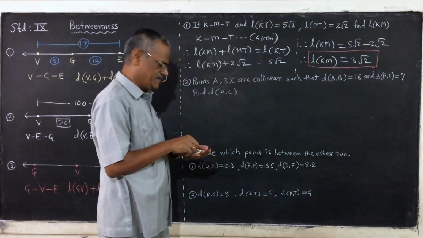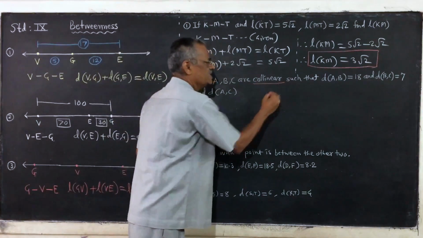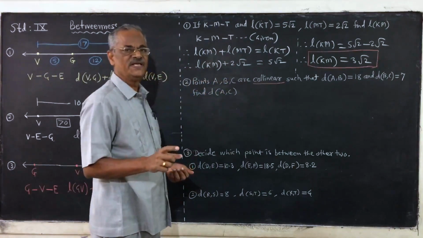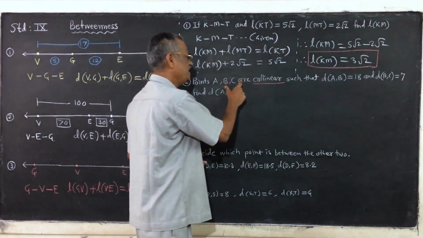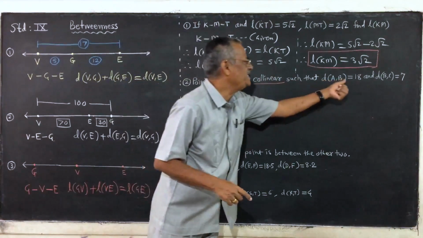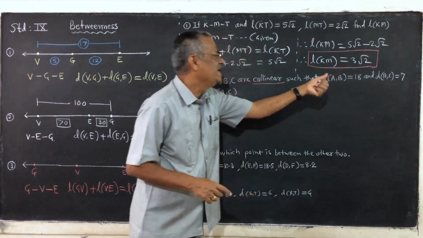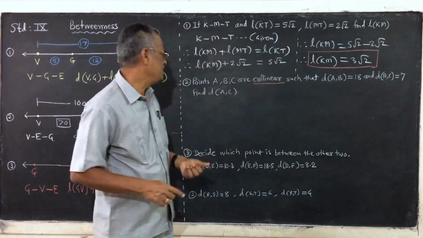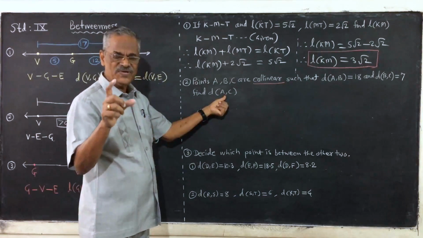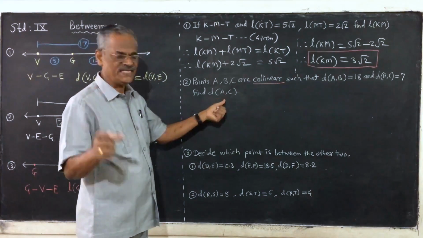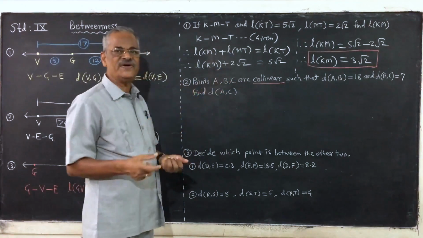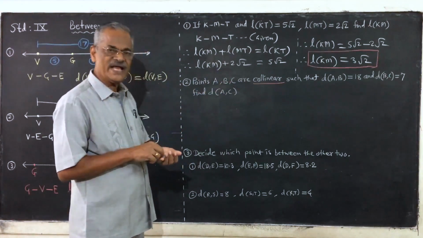Collinear points are there. It is given that 3 points are collinear. This much is given. So when you see that 3 points are collinear, AB is given as 18 and BC is given as 7, we have to calculate the length of AC. We have to find out the distance AC. So what is the information given? We can draw a rough diagram.